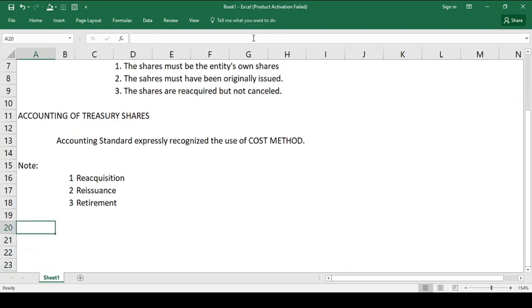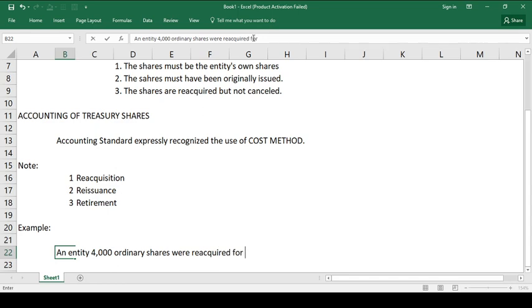Okay, so to apply the cost method for treasury shares, let's set an example. Okay, an entity has 4,000 ordinary shares issued, which were reacquired for a price of 170. The par value of the ordinary shares, okay, is 150 at its original price, no?